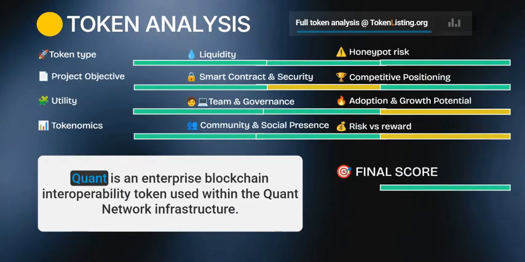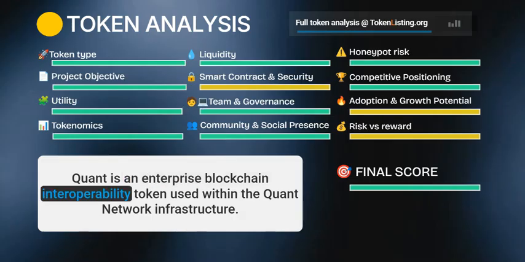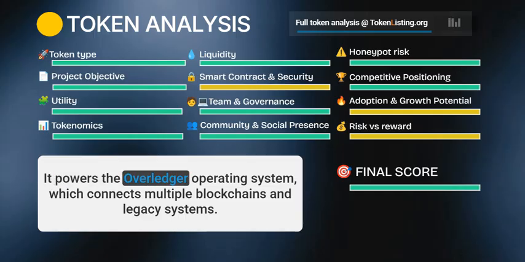Token type. Quant is an enterprise blockchain interoperability token used within the Quant network infrastructure. It powers the Overledger operating system, which connects multiple blockchains and legacy systems.